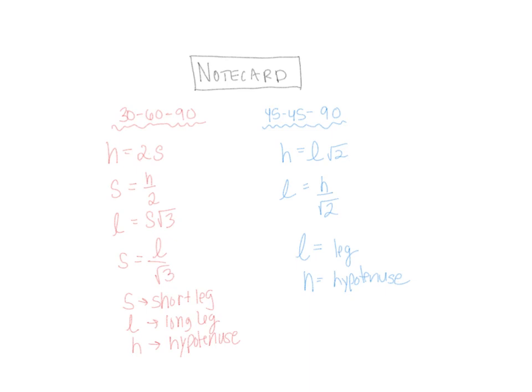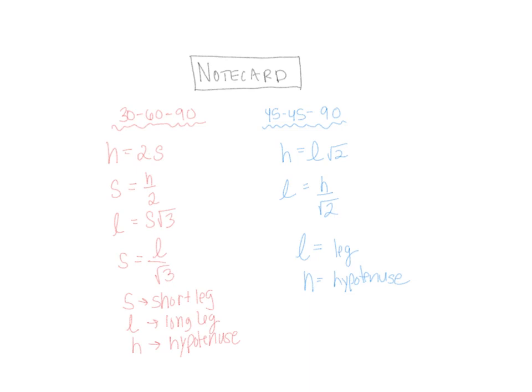If we look down here at the bottom, let's look at the 30-60-90 first. S is for my short leg, L is for my long leg, and H is for the hypotenuse. These are the rearrangements of the equations: the hypotenuse is equal to 2 times the short leg, and the short leg is equal to the hypotenuse divided by 2. The long leg is equal to the short leg times the square root of 3. The short leg is equal to the long leg divided by the square root of 3.